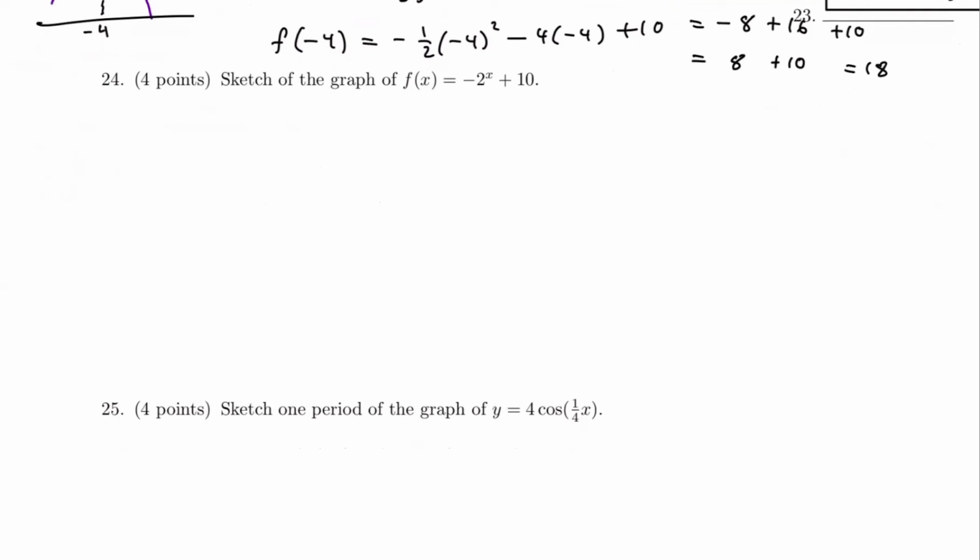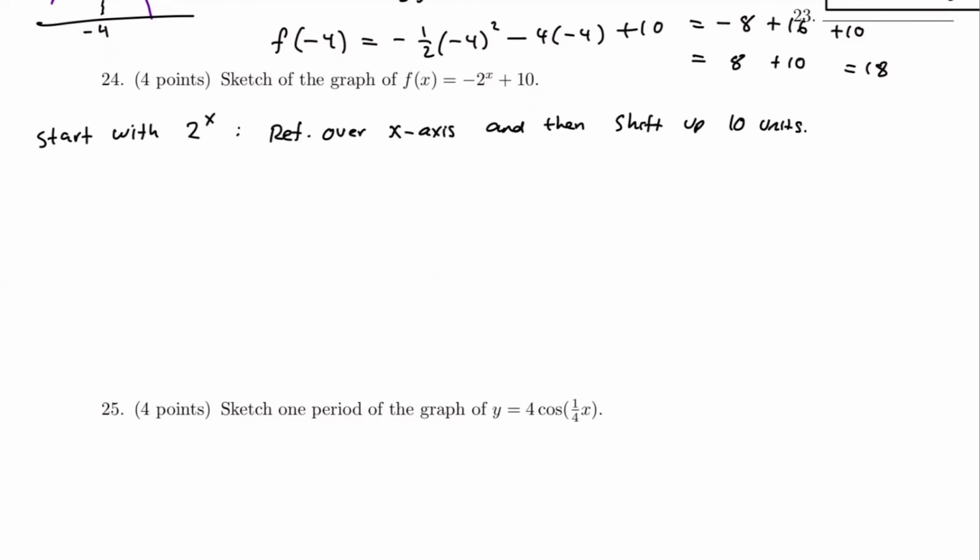Sketch the graph of this function. This is an exponential function, base 2. This negative is representing a reflection. This plus 10 is representing a vertical shift. So again, using transformation of functions, we're going to start with 2 to the x, so the base is bigger than 1. Here, we'll do the reflection first. So again, reflect over the x-axis first, and then shift up 10 units.